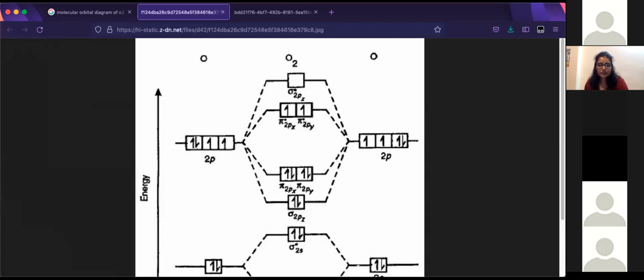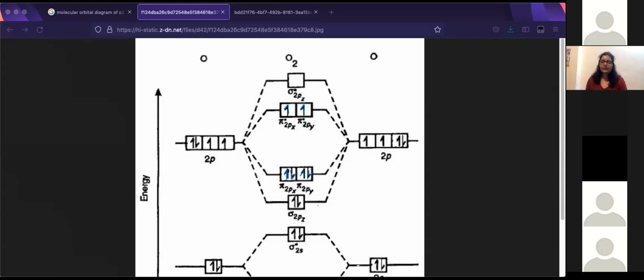Again, as per the rules, first the sigma 2pz, both are paired up. Then when you're filling up the pi orbitals, they have equal energy, so first these two get filled up, and then these two get paired up. So that's 6 electrons total. And then pi star, because they're equal in energy, the remaining electrons are distributed over here.